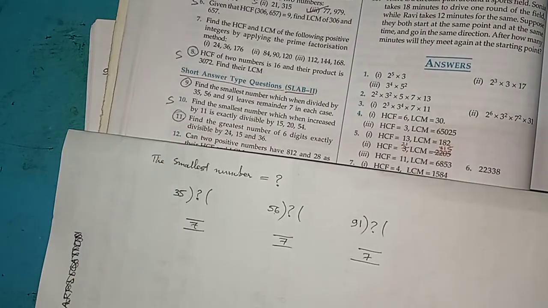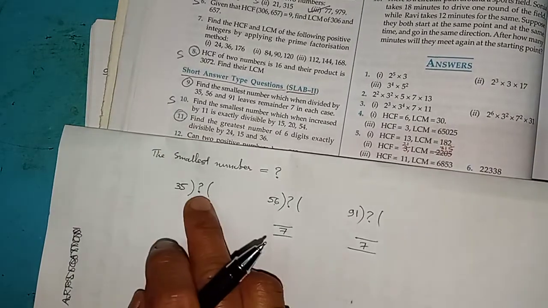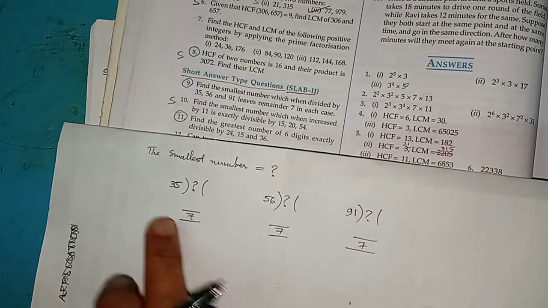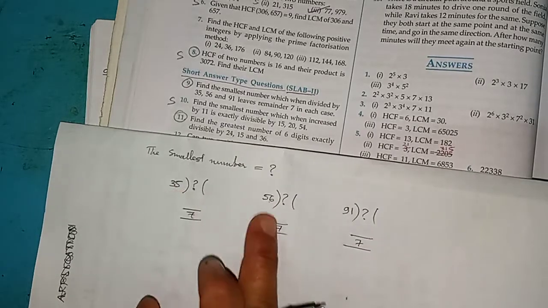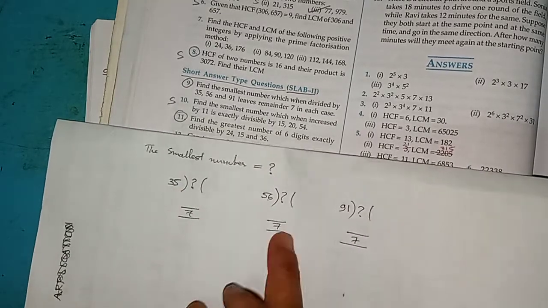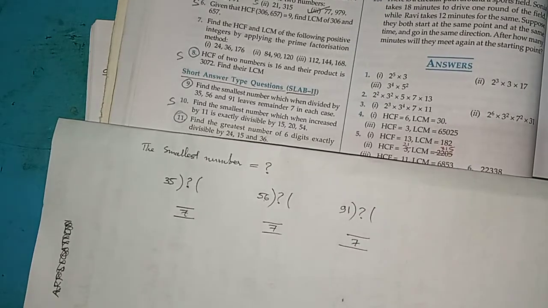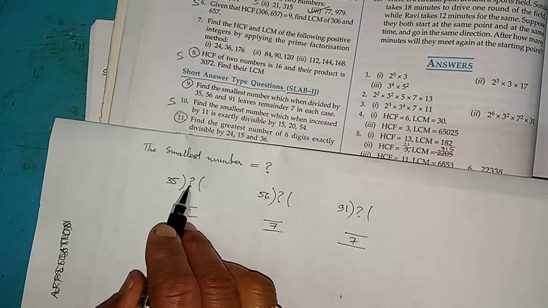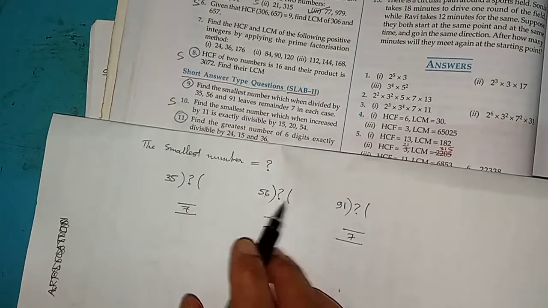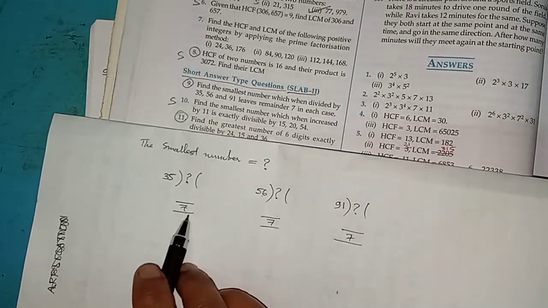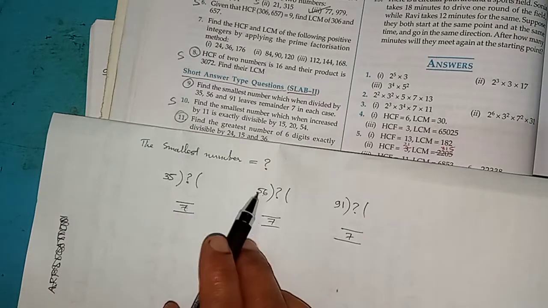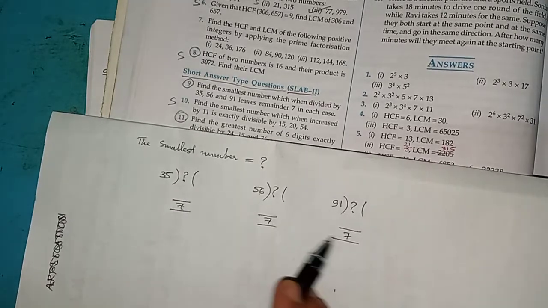Okay, first of all, it's clear from here that the smallest number is not completely divisible by 35, 56, 91 because remainder is not 0. Okay, remainder comes 7. Now think logically. It means that whatever is the required number which we don't know, that number is not completely divisible by 35, 56, and 91 because they leave remainder 7 in each case.